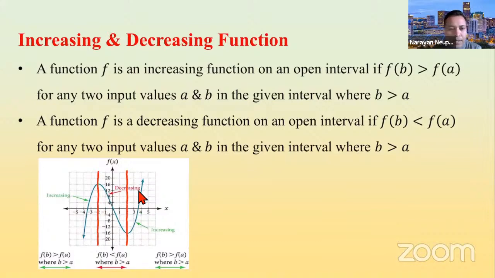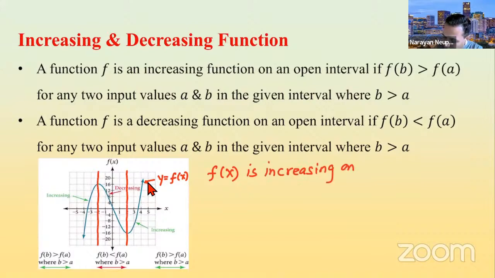So let's call this function y equal to f of x. We can say f of x is increasing on the first interval from -infinity up to -2, and also from 2 up to infinity, because in these intervals the graph is going up.